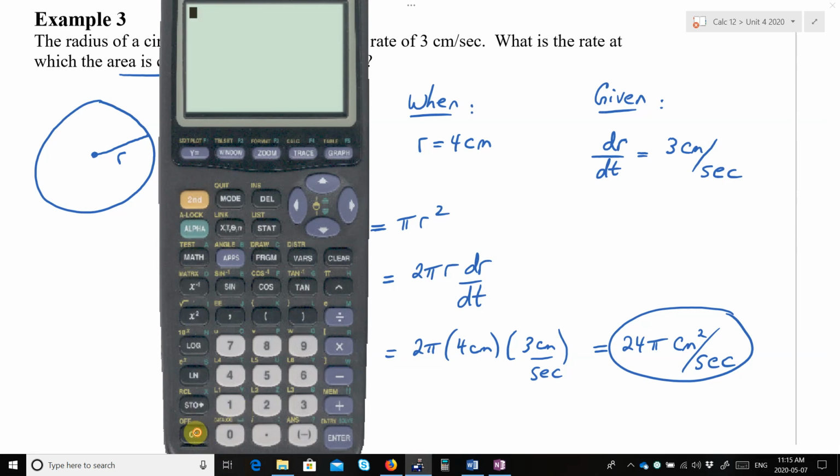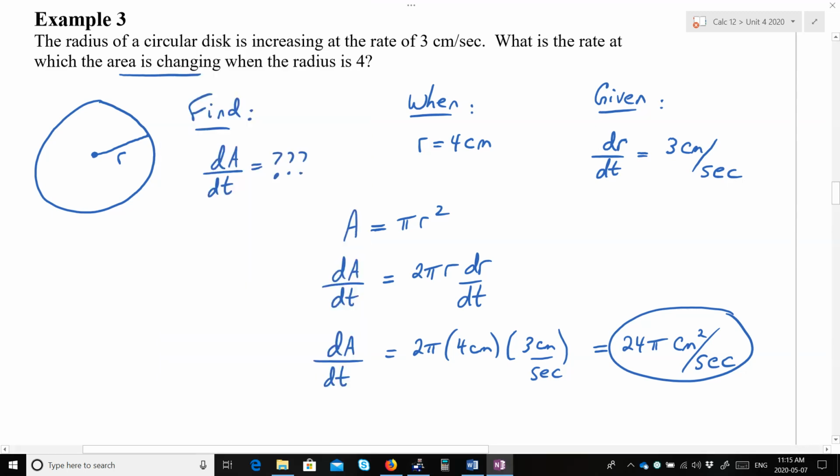Okay, so the area is increasing by 75.4 square centimeters per second right at that instant that the radius is 4 centimeters.